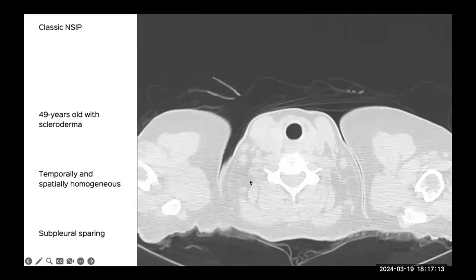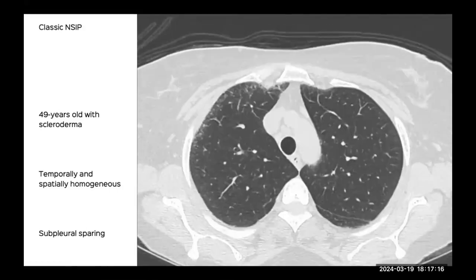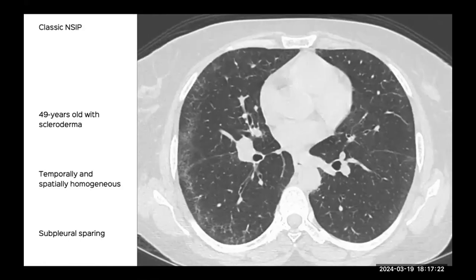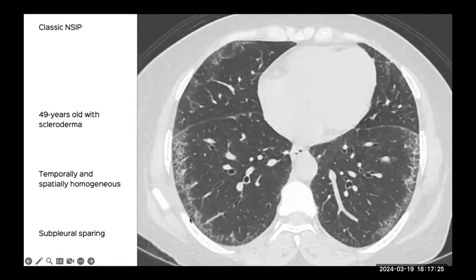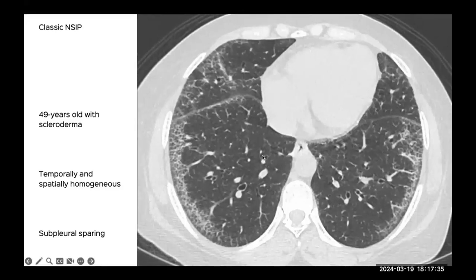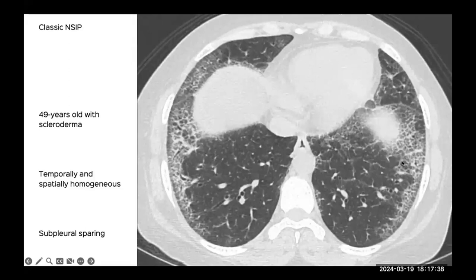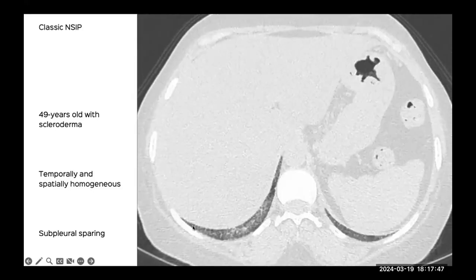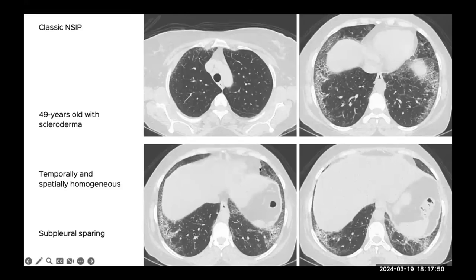Let's start off with a 49-year-old patient who has scleroderma. We can see these reticular opacities in the non-dependent upper lobes. Then we start seeing them in the dependent regions as well. In the mid and lower zones, there is temporal and spatial homogeneity, which means that in the same section, all the lesions appear to be of the same age. As we go further down, we see some traction bronchiectasis. We see some subpleural sparing in the lung bases, but we do not see honeycombing. So this is classic non-specific interstitial pneumonia where we have temporal and spatial homogeneity and subpleural sparing.